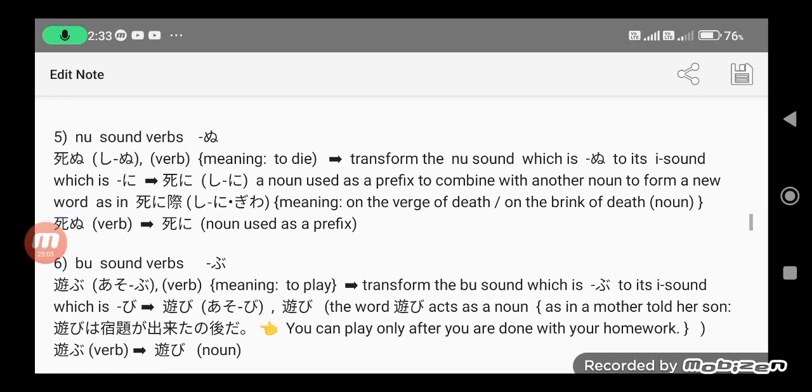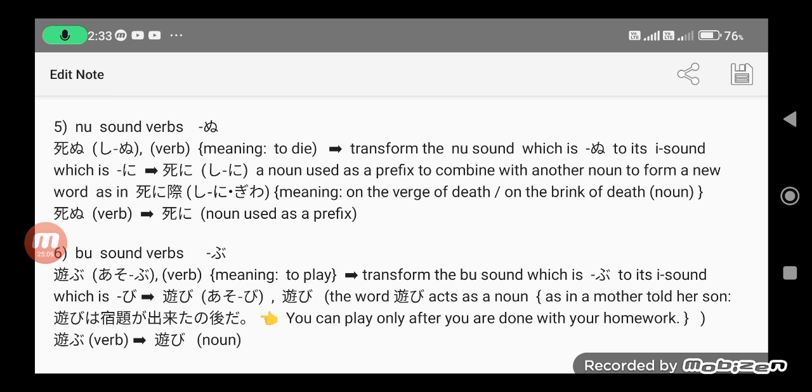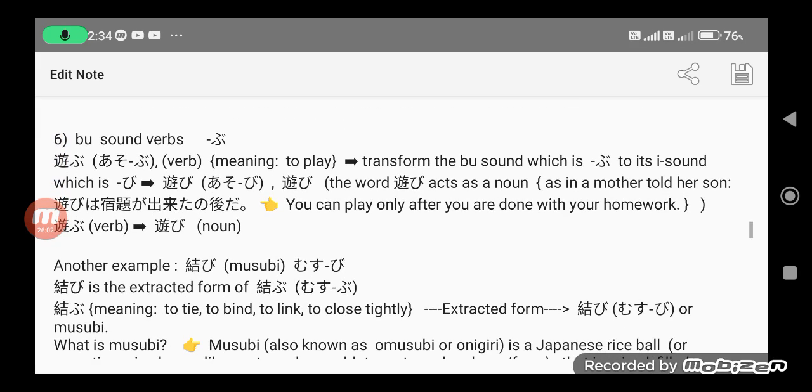Okay, nu sounds. Similarly for nu sounds, we have to find the I sound for nu. So what's the I sound for nu? Ni. So shinu, meaning to die, becomes shini. Shinu becomes shini. And shini is a noun used as a prefix to combine with another noun to form a new word, as in shinigiwa, meaning on the verge of death or on the brink of death, or you may also hear the word shinigami, or the death god.